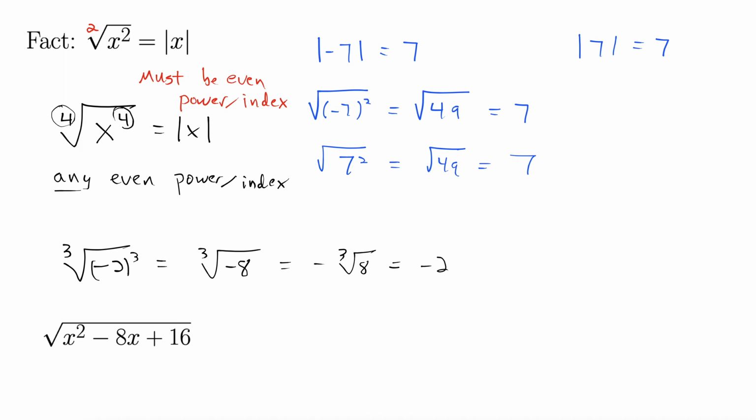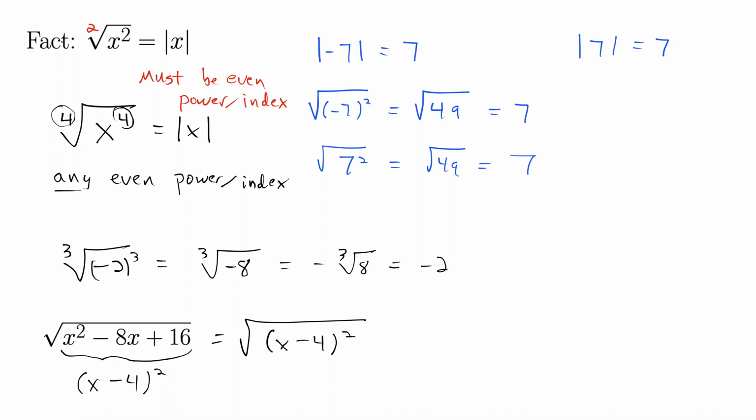Square root of x squared minus 8x plus 16. One special thing to note about this inside the square root is that it's a perfect square, right? So if we look closely at this, it's actually x minus 4 quantity squared. This is what we call a perfect square trinomial. Thus, this radical becomes the radical of quantity x minus 4 squared.